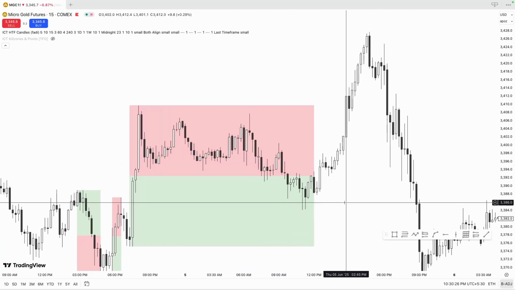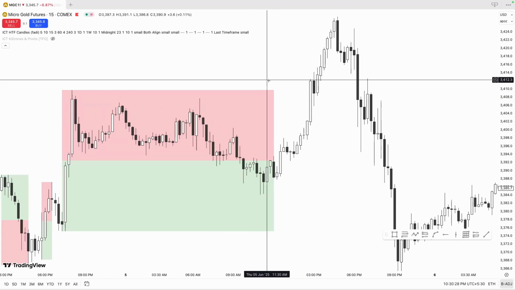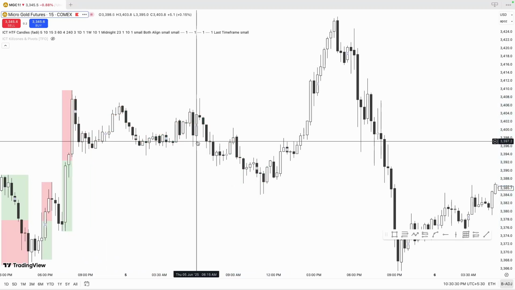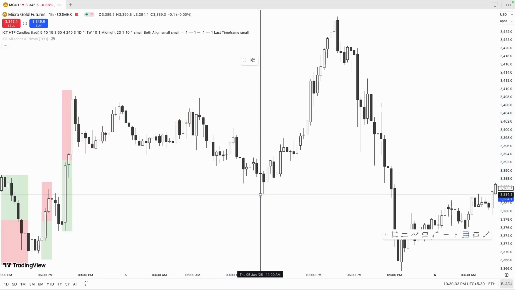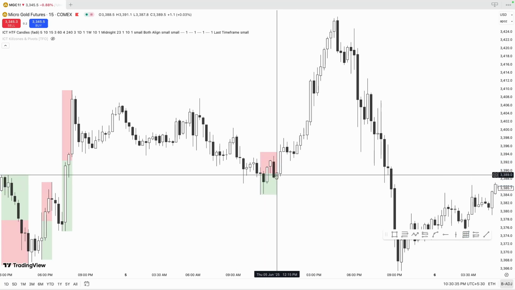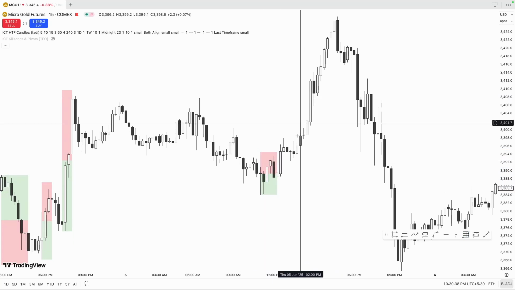Here there was a fair value gap. It reacted and it pushed nicely. Okay, and let me drag it till here. So this is your new low. This is your new high. Price comes to the equilibrium, and then it pushes higher.